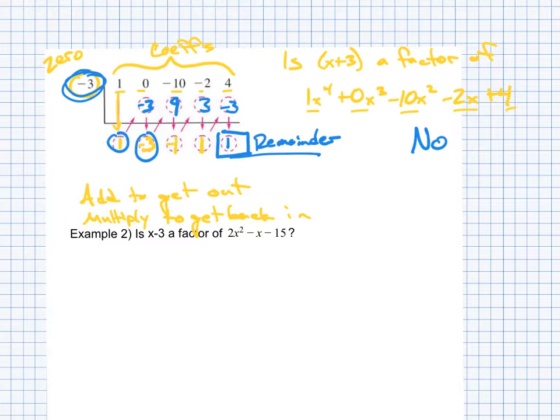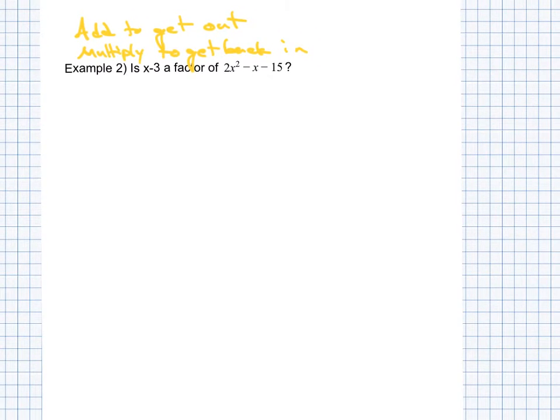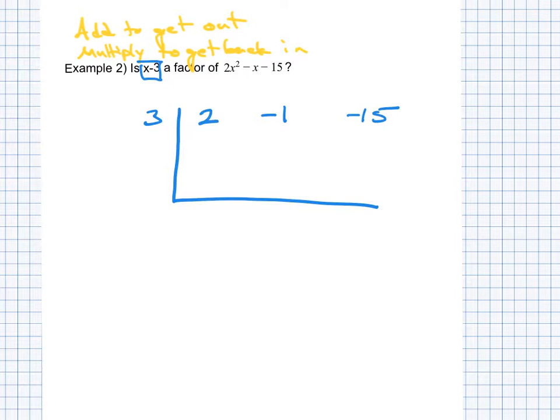Synthetic division is kind of a trick, but I'll go through a couple more examples just to give you a feel for it. Is x minus 3 a factor of 2x squared minus x minus 15? I'm going to lay my coefficients in order across the top inside the box. I'm going to put +3 on the outside because 3 is the value that makes that factor 0. We'll go ahead and add to get out of the box, multiply to get back in.